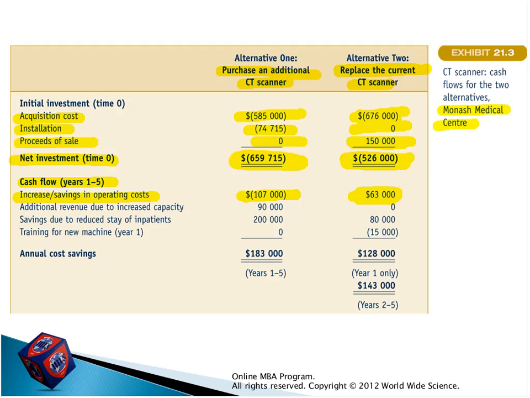Next one, we have some additional revenue due to increased capacity. That means in the first project, we have bought an additional CT scanner, so we can get some additional revenue, right? Because in our medical center we have two CT scanners, which both work and bring profit to the company. In the second project, we have no additional revenue because we have replaced the old CT scanner with a new one.